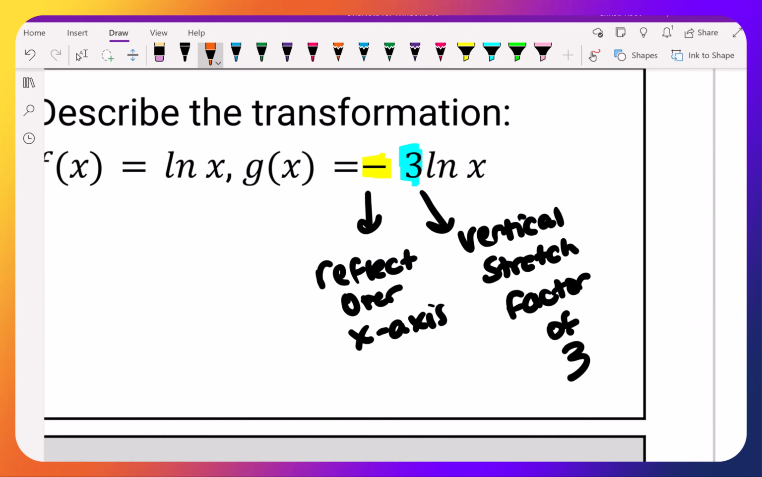And the last one, I've got 2 things going on. I've got a negative in the front, so it's the same kind of reflection over the x-axis, and then I have a vertical stretch of 3. If that was like 1/3, it would just be a vertical shrink instead.